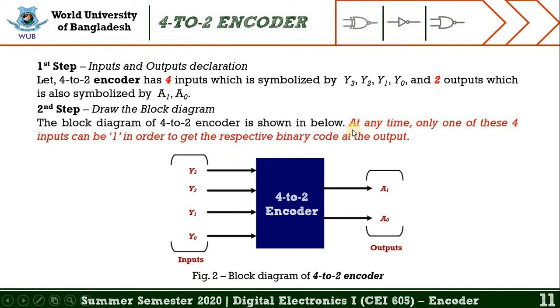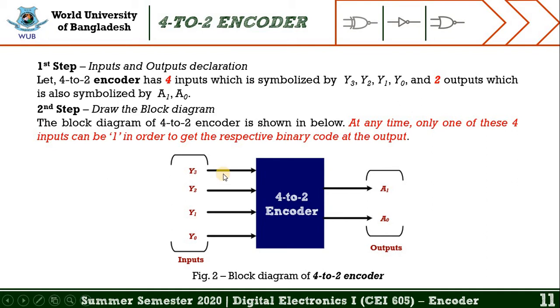Another important piece of information we have to remember for our design is that at any time only one of these 4 inputs can be 1 in order to get the respective binary code at the output. Since this encoder has 4 inputs, at any time only one input should be activated out of the 4, not all of the inputs. Just remember these things well.